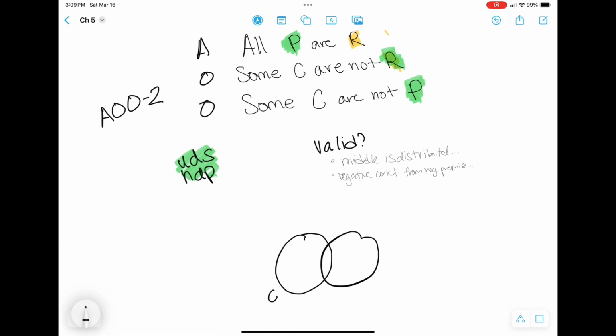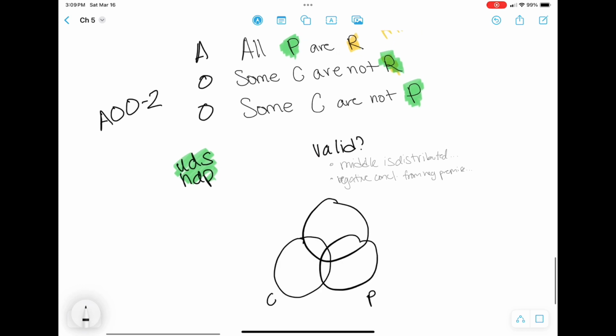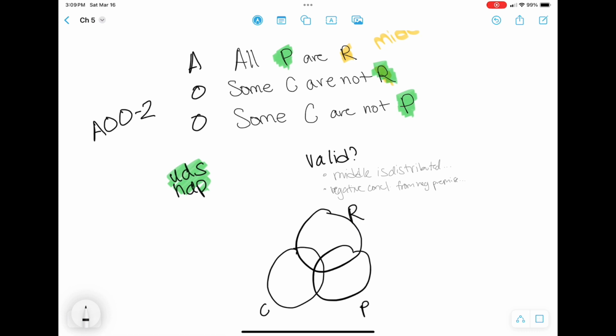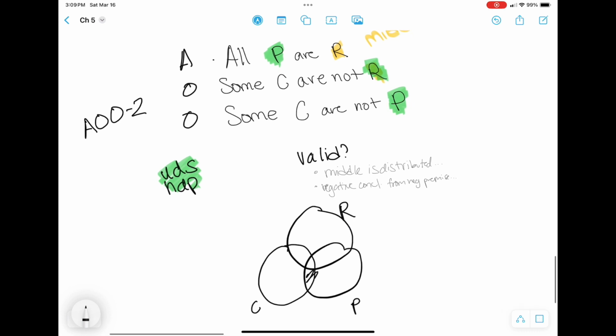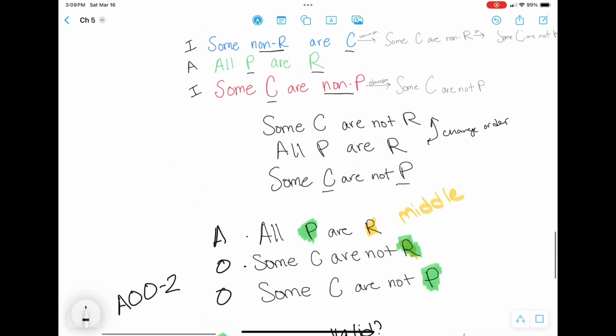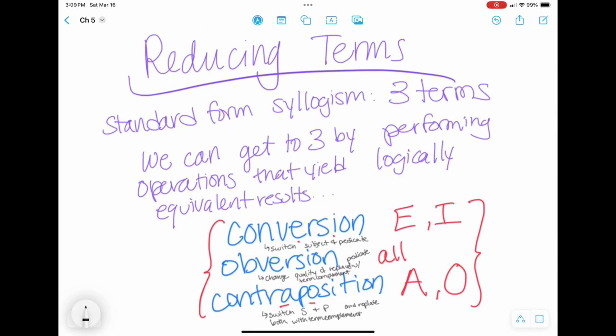So let's look at the Venn diagram of this argument to see if that's validated. R, C, P. Fill in the universal premise first, then fill in the particular premise. Some C are not R. Does it follow that some C are not P? Yes, it does follow. Wow, so this argument is valid.